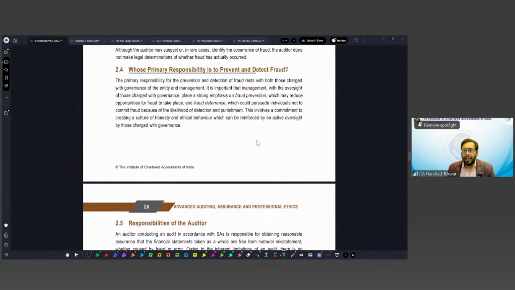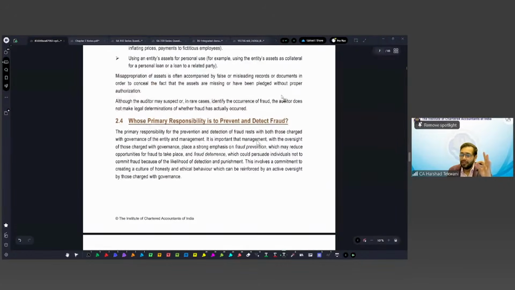This is a very important part that I have to discuss now. When I talk about fraud detection and prevention, whose responsibility is it? Management's responsibility. Always remember, the first prime responsibility is with those charged with governance and management. The auditor is the one who will conduct the audit. Its role is not to detect fraud. The role to detect and prevent fraud is of management. The auditor's role is to do the audit, and while doing the audit, he has to consider the risk of fraud.